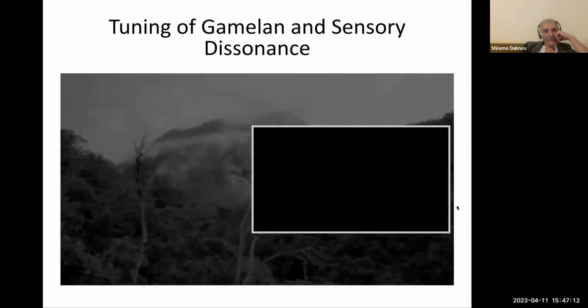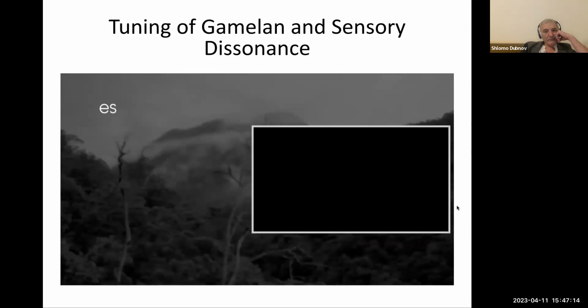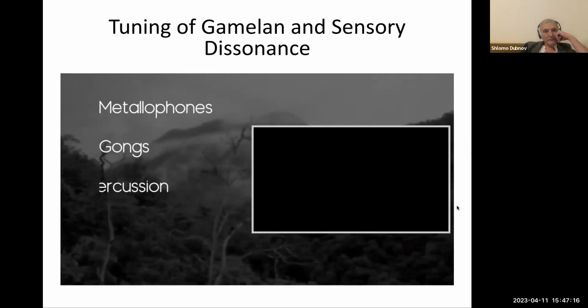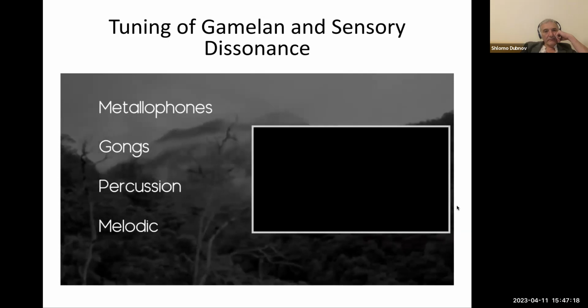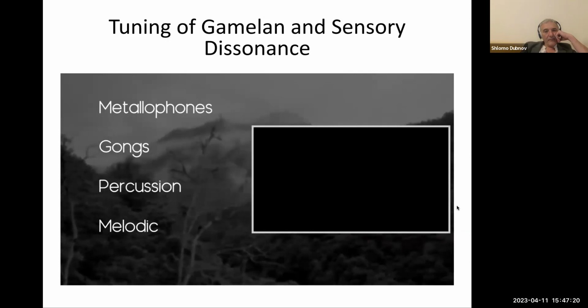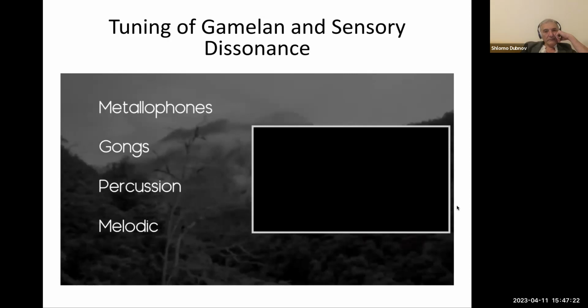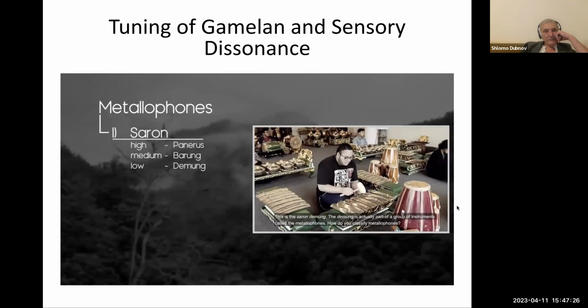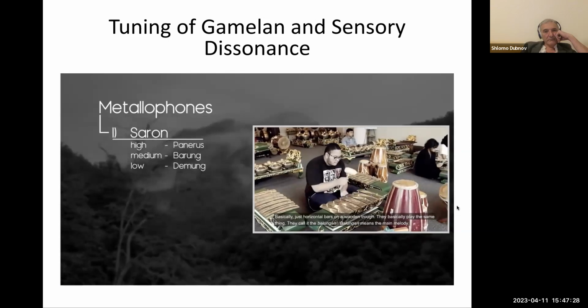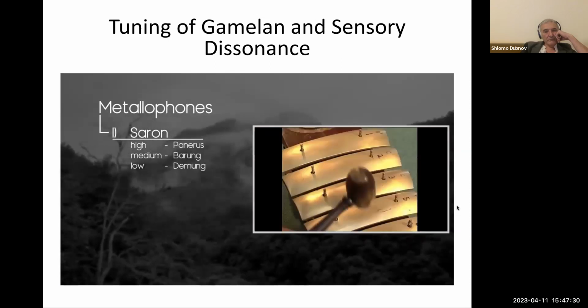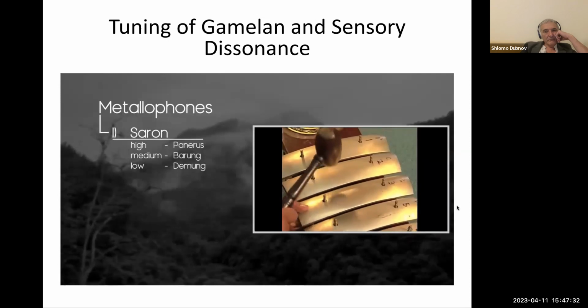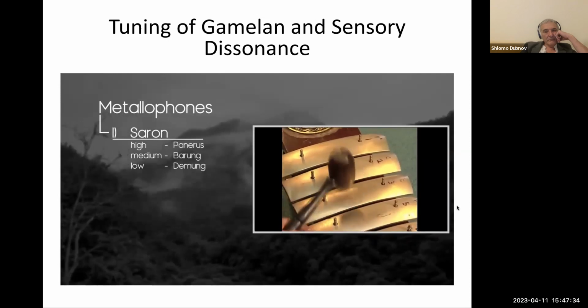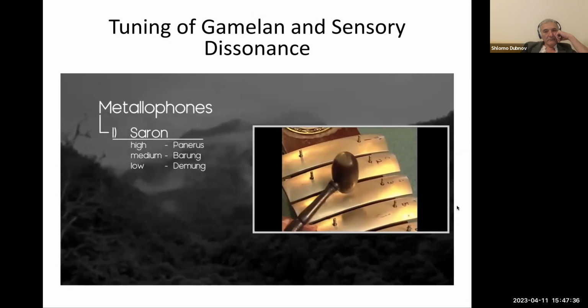Four groups of instruments can be identified: metallophones, gongs, percussion, and melodic instruments. Let's go through them. And before we start, I want to apologize if I pronounce anything in the wrong way. First metallophone is called saron, and it consists of seven bronze bars on top of a resonating frame. It comes in three sizes that cover different registers. It plays a major role in gamelan as it plays the main melody of the piece.